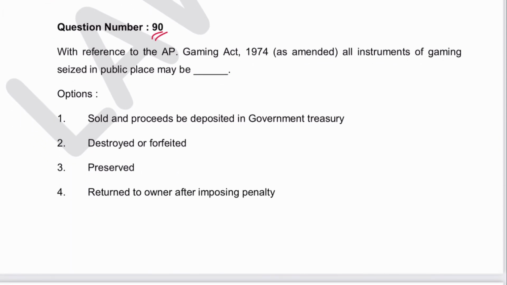Next is 90, with reference to AP Gaming Act, all instruments of gaming seized in a public place may be sold and proceeds deposited in the government treasury, destroyed or forfeited. Destroyed or forfeited, 2 is the answer, mentioned in section 8 of AP Gaming Act.